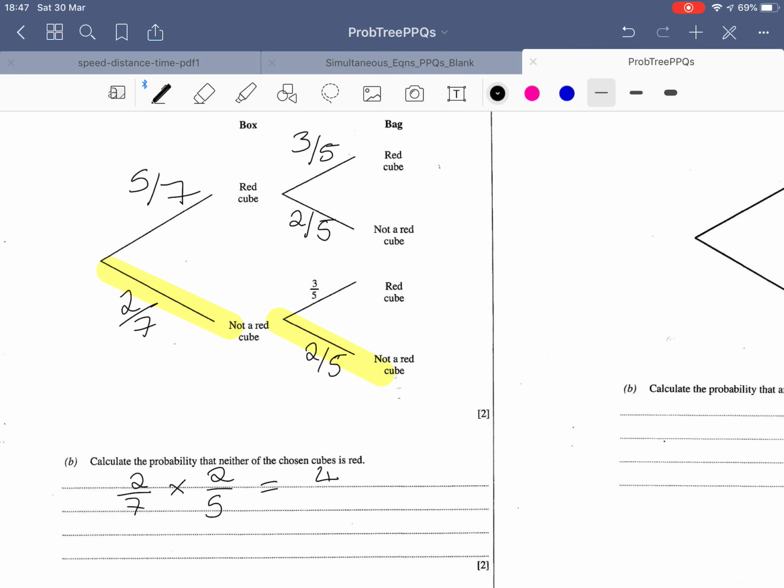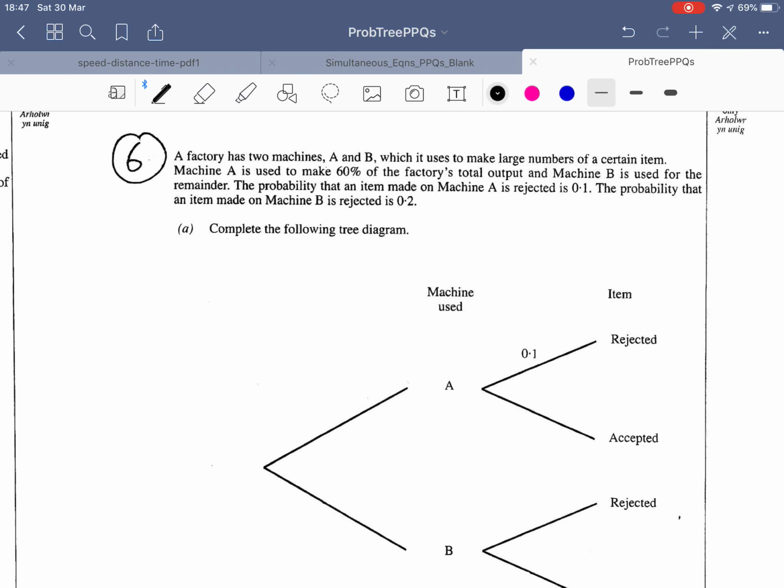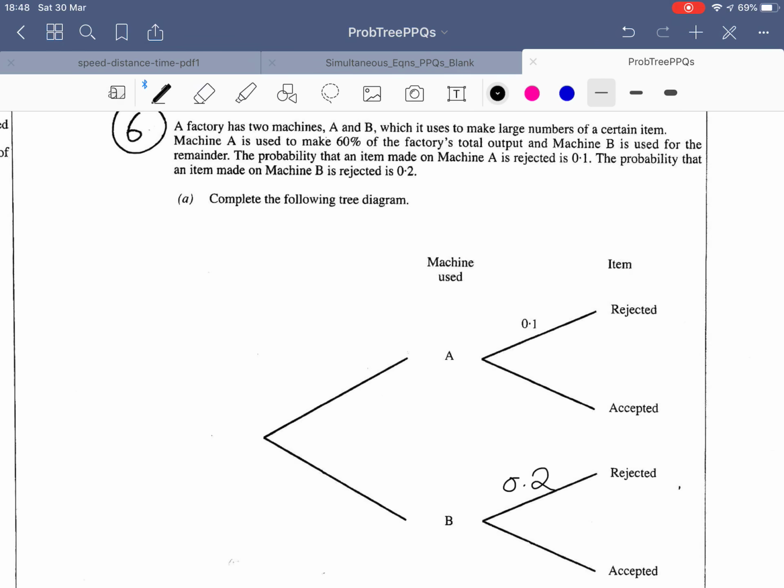Right, next question. A factory has 2 machines, A and B, which are used to make large numbers of certain items. Machine A is used to make 60% of the total output, and machine B is used for the remainder. The probability that an item made on machine A is rejected is 0.1. The probability that an item made on machine B is rejected is 0.2, so it's going to be 0.2 here. We've got to complete the tree diagram. So if this is 0.1, we know this is going to be 0.9 because they've got to add up to 1. And if we know this is 0.2, this is going to be 0.8.